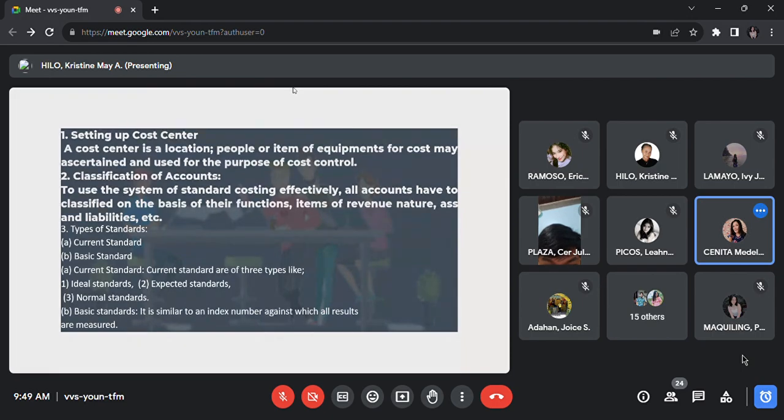Setting of cost center. A cost center is a location, person, or item of equipment for which costs may be ascertained and used for the purpose of cost control.